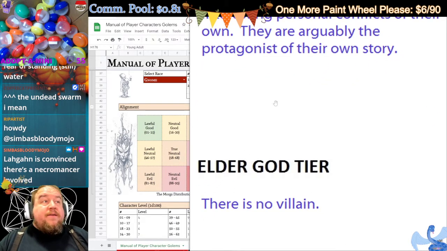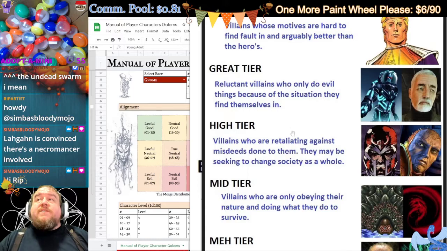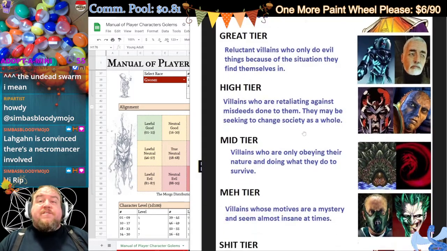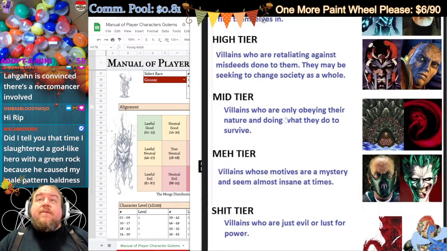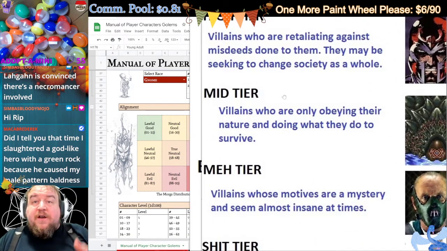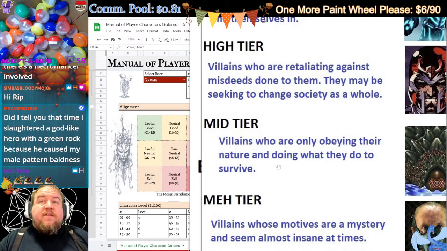Or maybe we can catch lightning in a bottle and actually develop an Elder God tier villain where there is no villain. If you all want to see another style comparison, poo tier. Villains who are just evil or lust for power. Meh tier. Villains whose motives are a mystery and seem almost insane at times. This is how we would want the villain to look, but actually act more up here, okay? That's part of the revelation process of storytelling. Mid-tier, villains who are only obeying their nature and doing what they do to survive.